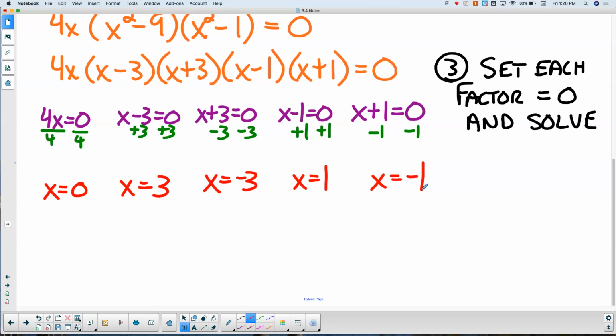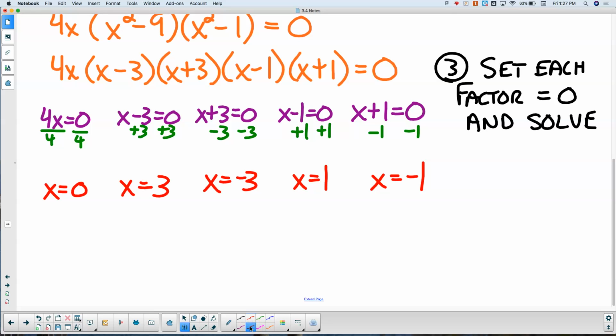How many of them do we have? 5. Any of them imaginary? No, because there's no i's in any of them. We can have negative numbers. We're not scared of them, just like we're not scared of fractions. Okay? So all of those are our answers then.